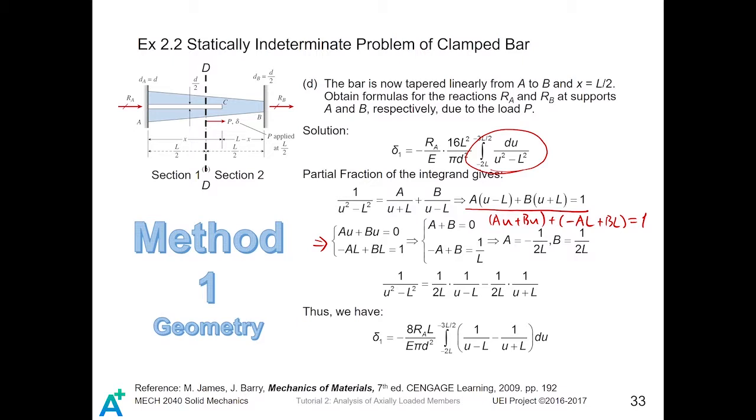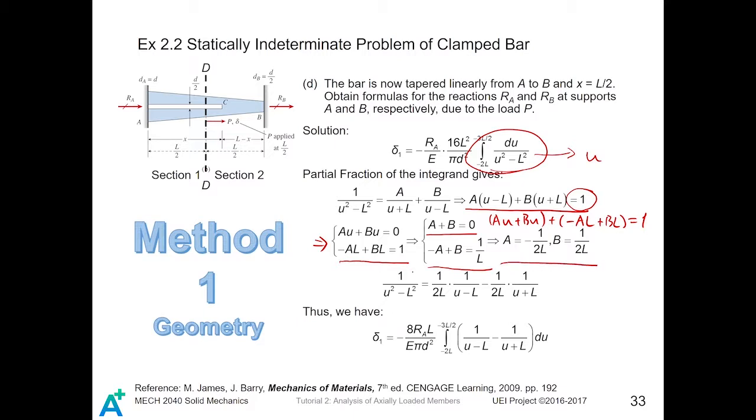That is, since u is the unknown of this integral, we try to sort all the terms with u and all the terms without u, such that we can write these equations. That means the coefficient of u, which is a plus b, equals 0, while the constant 1 equals minus aL plus bL, which implies that minus a plus b equals 1 over L. Then we can solve the system in this way.